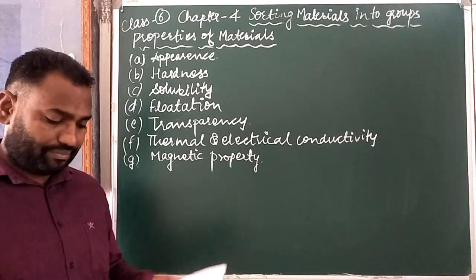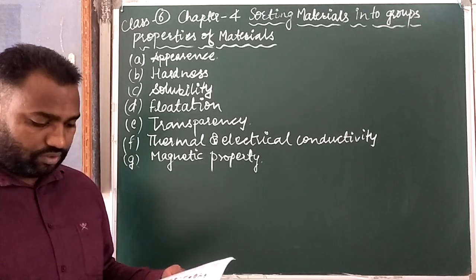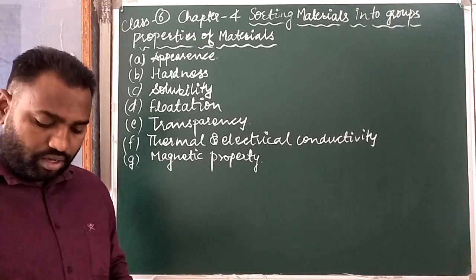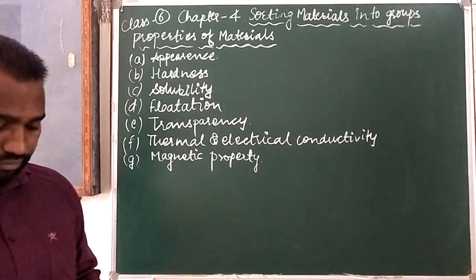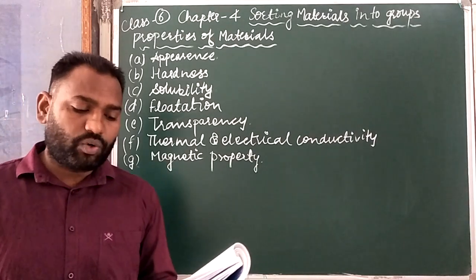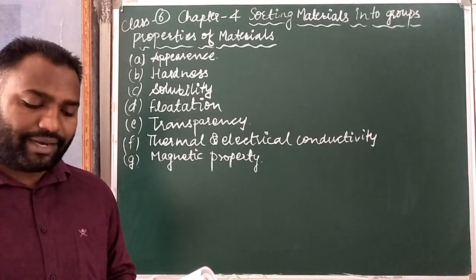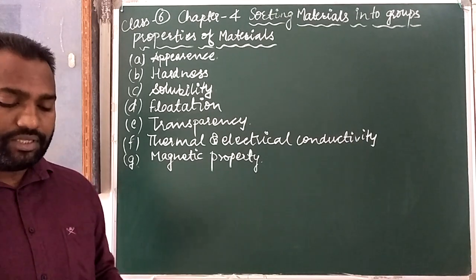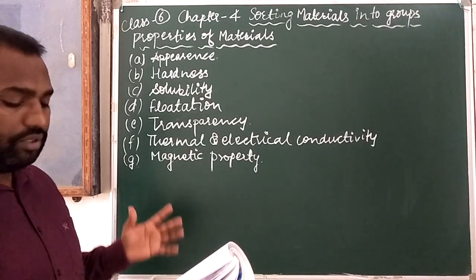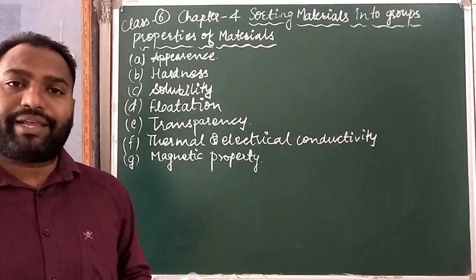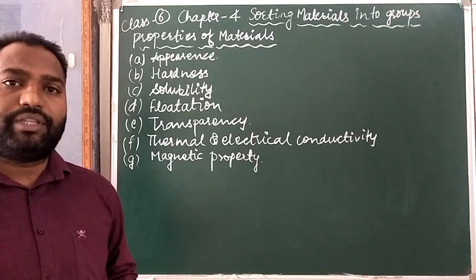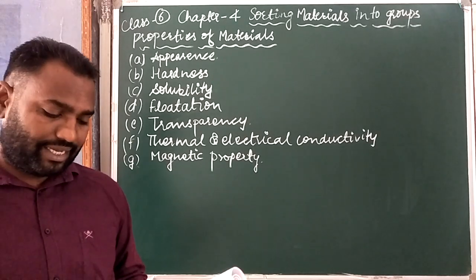Second is hardness. So listen, that is on page number 43. Hardness: materials are grouped according to their ability to be compressed or squeezed. It means materials are grouped according to their hardness. Compressed means how they can reduce their size or be squeezed.